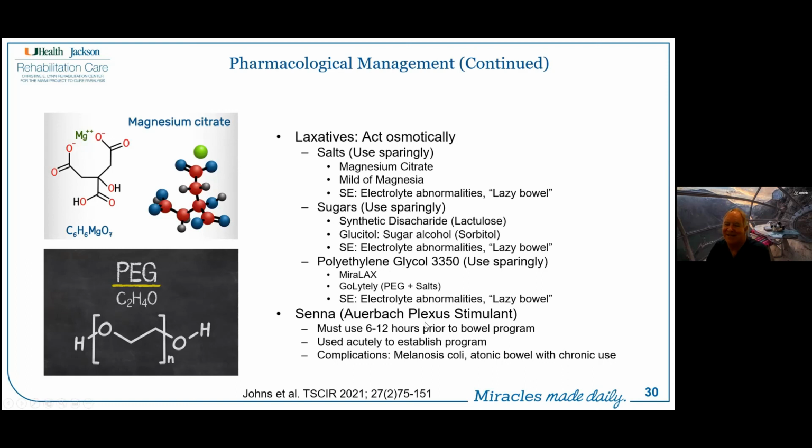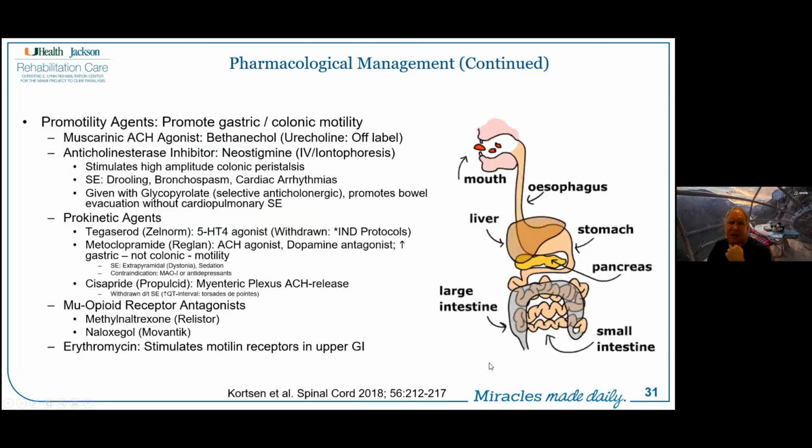And then Senna. Senna typically is used within the first 3 to 6 months after a spinal cord injury, but I like to wean folks off of it after that because of the complications that occur, including melanosis coli. That is an atonic bowel, a lower motor neuron bowel. This affects the intrinsic nervous system or the enteric nervous system and actually causes a flaccid enteric nervous system. So things to keep in mind.